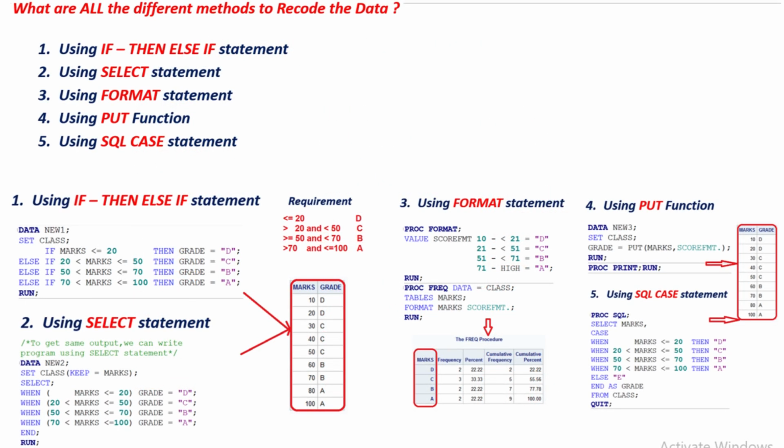There is one more example: we can write the code in different ways for the same output rather than using only one method. We can choose which method is the best, most convenient and efficient. For getting the output of a grade variable as per client requirement, we can use various methods as below: using if then else if statement, using select statement, using format statement, using put function, using SQL case statement.